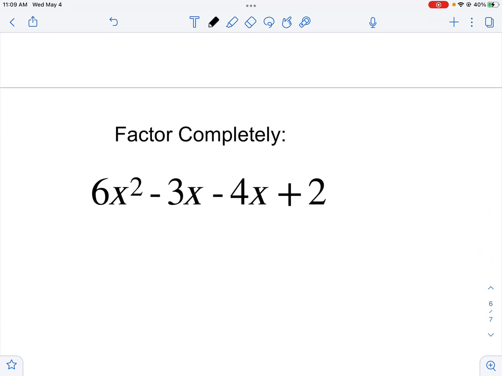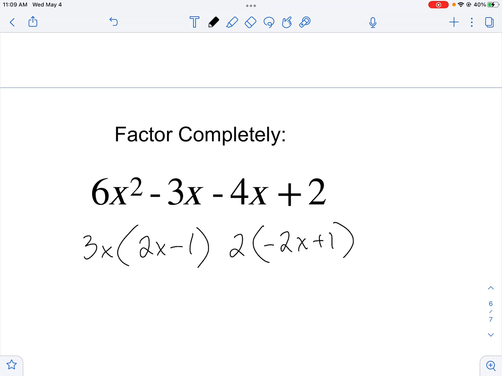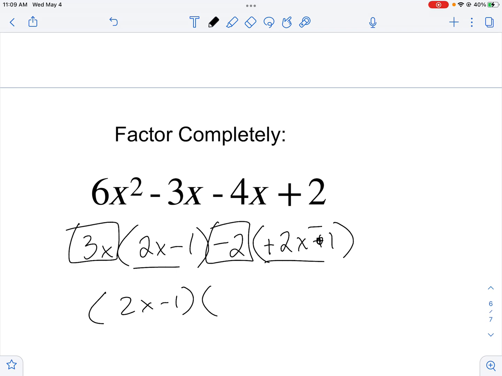So pause it. Try this one on your own. It's kind of a tricky one. All right, let's look at this one. I can divide each of those by 3, and I can also take out an x, leaving me with 2x minus 1. Over here, I can divide both of those by 2, leaving me with negative 2x plus 1. There's a problem, though. These aren't the same, so I factor out the negative, which changes this to positive and negative. All right, now they're the same, so I write that first, and then I write what's left over.